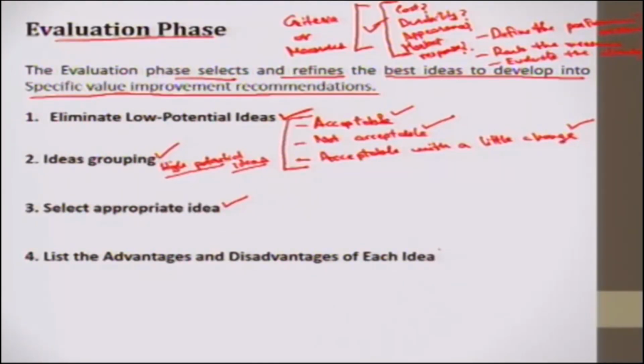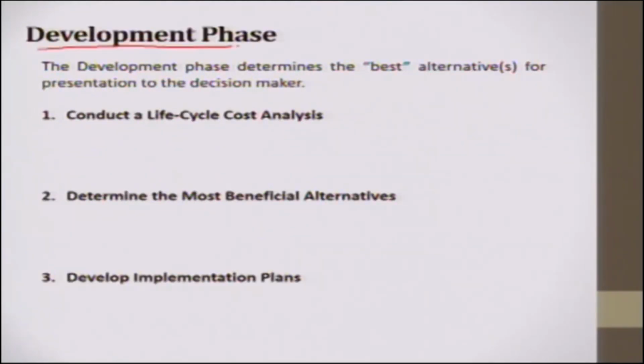So we also list the advantages and disadvantages of each idea and keep the record, so that if an idea doesn't work, doesn't go well in the implementation phase, we can select some other idea from the reserve here. So the next phase is the development phase.